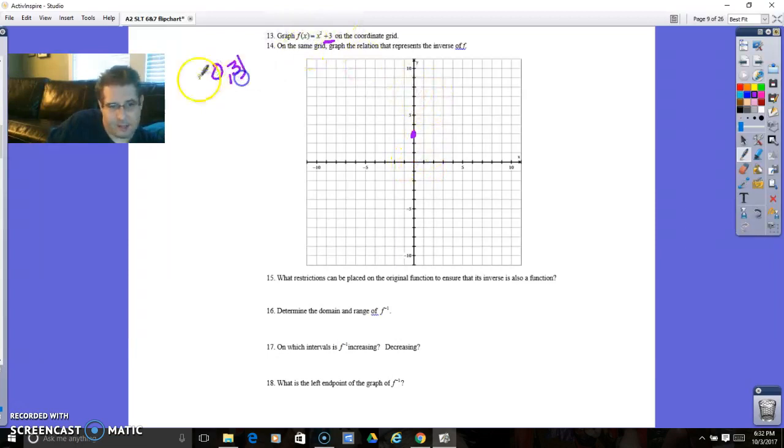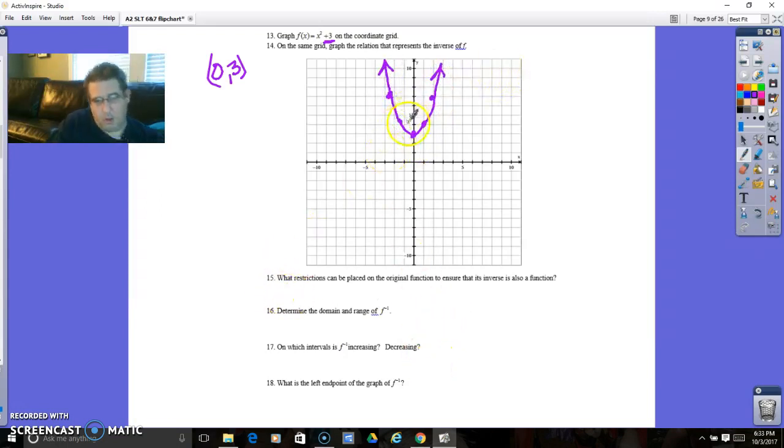Now from there, I can just test every other number, because I know 0, 3 was going to be the vertex. So if I put 1 in for x and solved, 1 squared is 1. 1 plus 3 makes 4. 1, 4. 2 squared is 4. 4 plus 3 makes 7. And so forth. And now the other side is going to be an exact mirror image, like such.